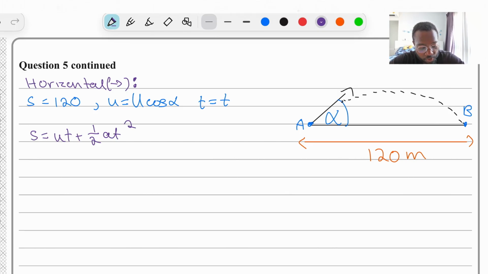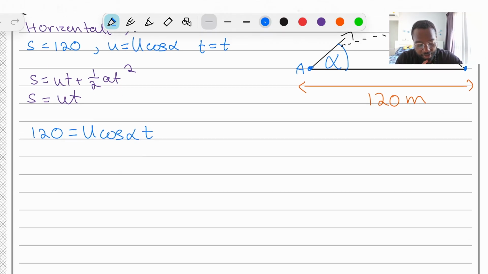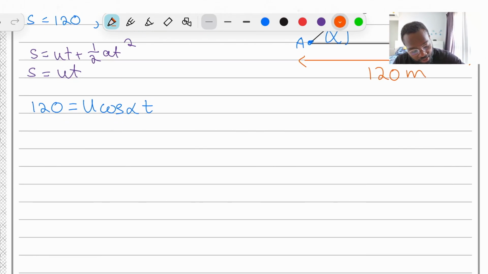Now remember for this type of question, because we're traveling horizontally at a constant speed, a would be 0. Therefore, we can rewrite this as S is equal to UT. So for this type of question, we would get 120, that's S, U is a capital U cosine alpha, and that would just be times by T. If we rearrange that, then T is equal to 120 over U cosine alpha. So now that is our horizontal component.